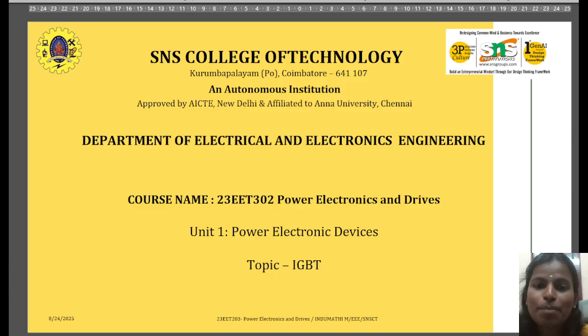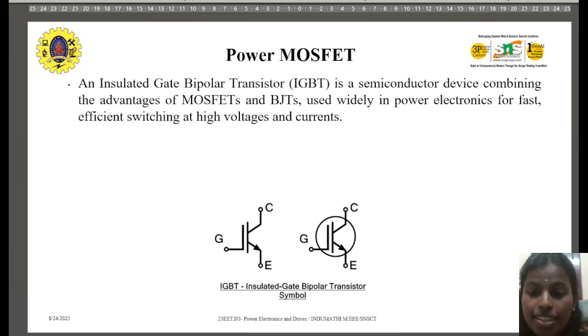So, let's make it simple. What is an IGBT? An IGBT is an insulated gate bipolar junction transistor. It's a three terminal device: gate, collector, emitter. It acts as an electronic switch in high power applications, used widely in inverters, motor drives, UPS and other renewable systems. Normally, in the structure as well, it combines MOSFET and BJT.